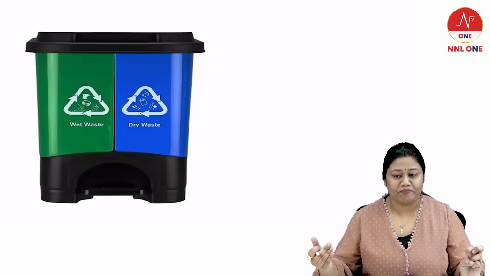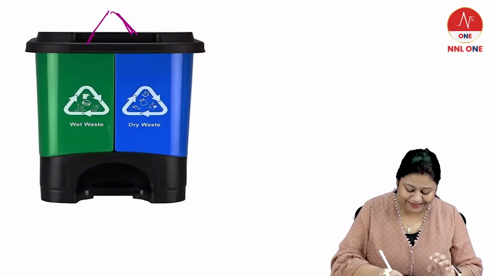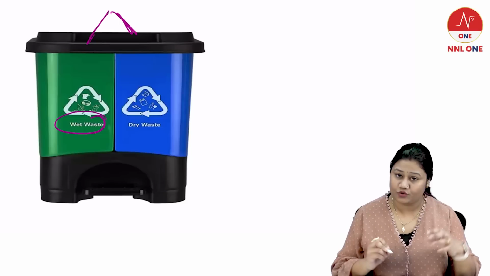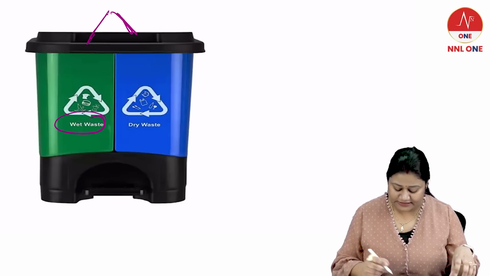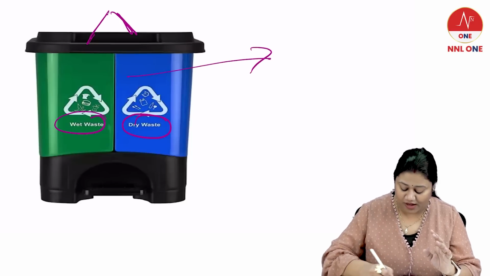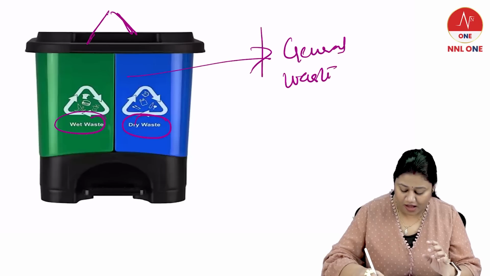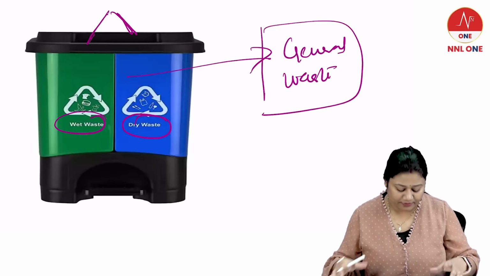And again, in many cases, instead of black, you can see these two colors, which are green and blue. So green is basically to collect the wet waste, and the blue is to collect the dry general waste. So they both are used to collect the general waste, like paper, plastic, waste plastic likewise.